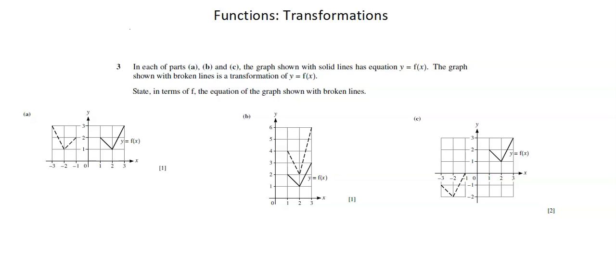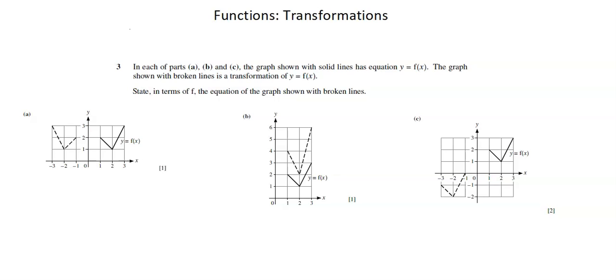Today's topic is functions, transformations. We're going to work through an example from A-Level 9709 Pure Mathematics 1, June 2020, paper 13, question 3. In each of parts A, B, and C, the graph shown with solid lines has equation y equals f of x. The graph shown with broken lines is a transformation of y equals f of x. State, in terms of f, the equation of the graph shown with broken lines.